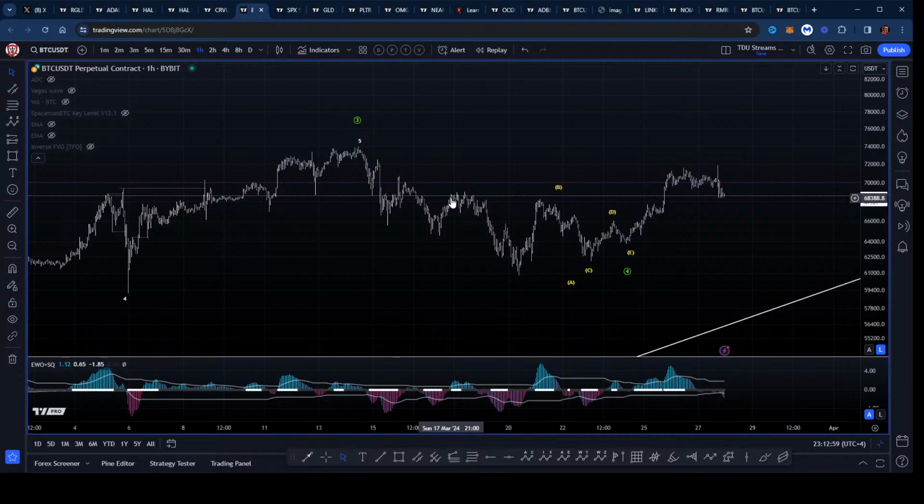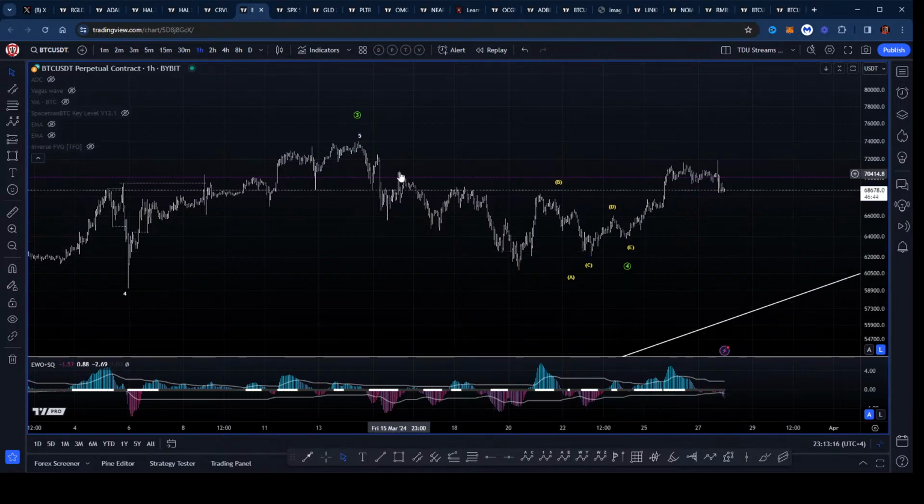I got to work backwards, right? So this has got to be either C or 5. Can I get a 3, 4 there? I don't think I can. I got to get an ABC here. So this has got to be WX. It's got to be this. Fuck me. Come here. WXY.